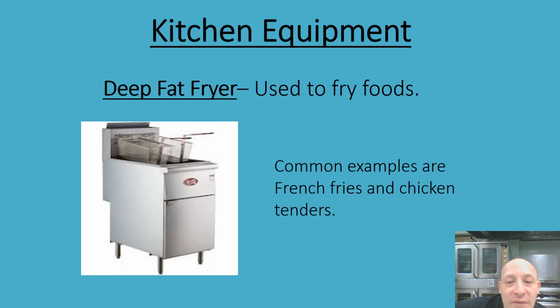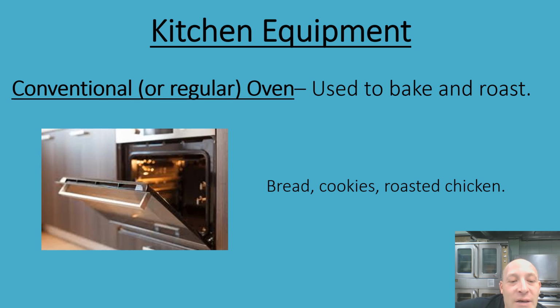This is called a deep fat fryer. This is what we fry foods in. Some examples are French fries and chicken tenders. This is called a conventional oven or a regular oven. This is the type of oven you probably have at home. It bakes things and roasts them, like bread, cookies, meats and chicken.